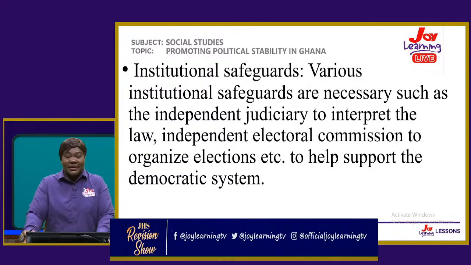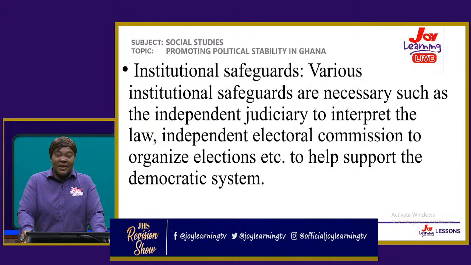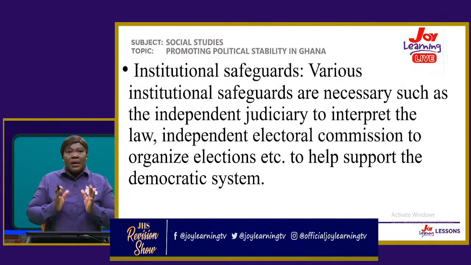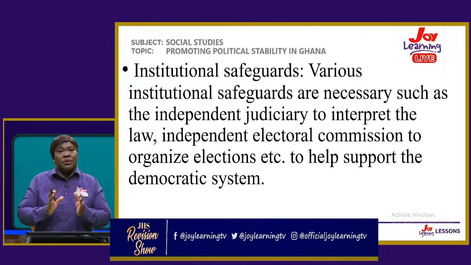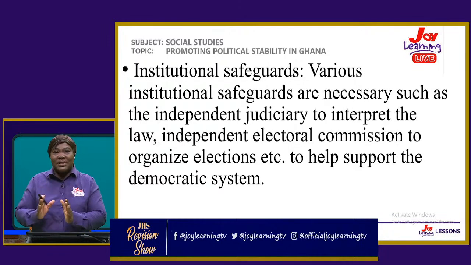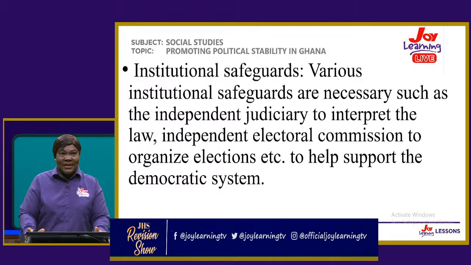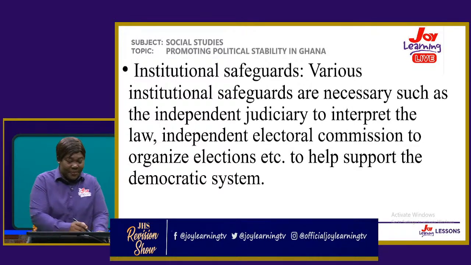Institutional safeguards. Various institutional safeguards are necessary, such as the independent judiciary to interpret the law, and an independent electoral commission to organize elections, and also to support the democratic system. Now, the law has nothing to do with politics. So these are institutions that are there to help make sure that things are put in place. Do you understand that? Right.